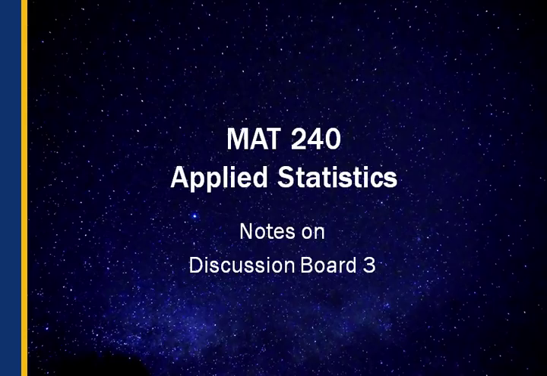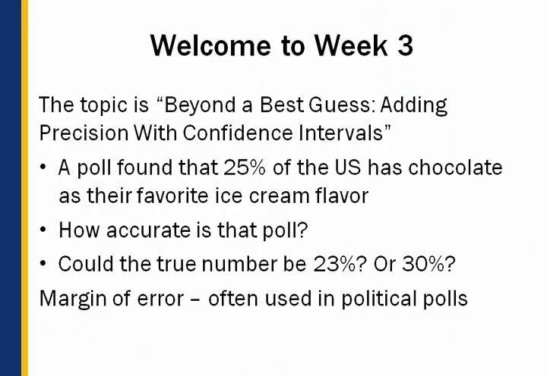These are some notes on the discussion board in Week 3 of Math 240 Applied Statistics. The topic this week is called Beyond a Best Guess, Adding Precision with Confidence Intervals.